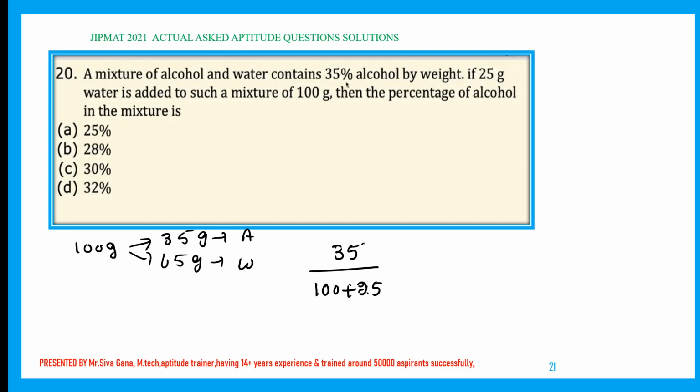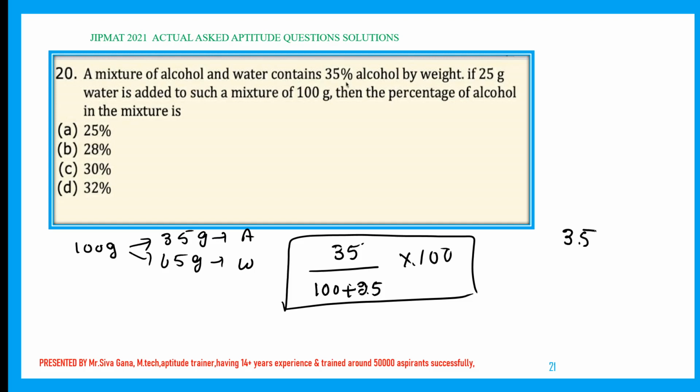35 is what? Alcohol. Percentage of alcohol we get directly. That's it. 35 is the weight of the alcohol. Now the weight of the mixture is 125. For 25 is water added into 100, you will get the percentage of water. 25 fours, 25 fives, 5 sevens, 7 fours, 28%.